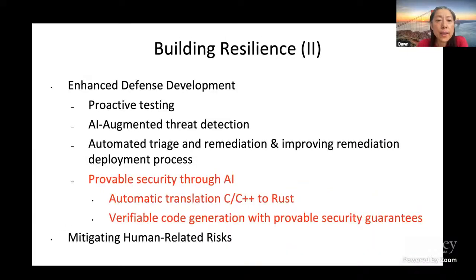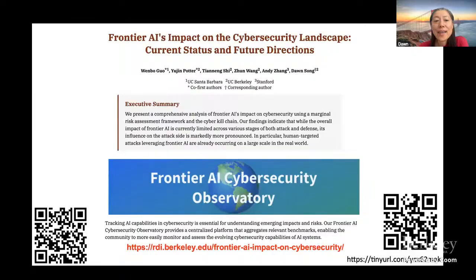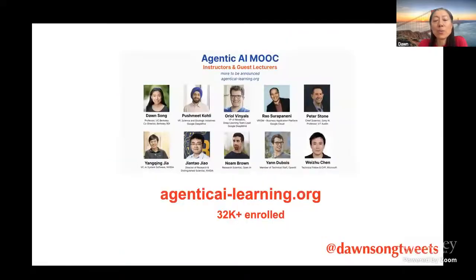We also need to enhance defense development, in particular to enable provable security through AI, including verifiable code generation with provable security guarantees, and approaches such as automatic translation of C++ to Rust to provide memory safety as well. We also need to develop new approaches to mitigate human-related risks. So again, we hope the community can join the effort on building this frontier AI cybersecurity observatory.